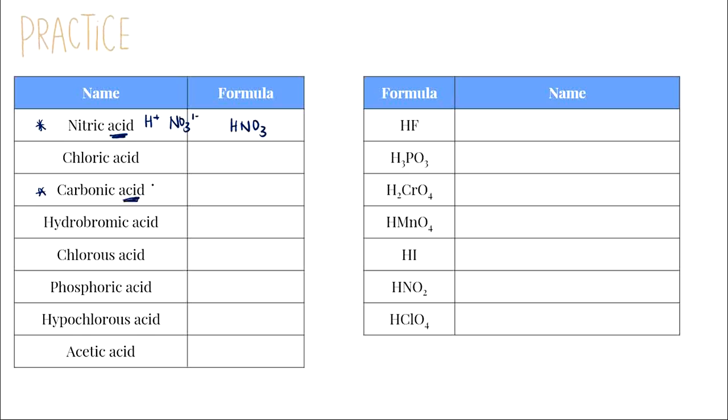Let's take a look at carbonic acid. Again, the fact that it's an acid means that there is H plus, H1 plus for the cation. Carbonic comes from carbonate, so that's CO3, 2 minus. So how many hydrogen ions do I need, and how many carbonate ions do I need? I need 2 hydrogens and 1 carbonate, so the formula is H2CO3. So go ahead and complete the other problems. Go from given the name, write the formula, and then given the formula, write the name.